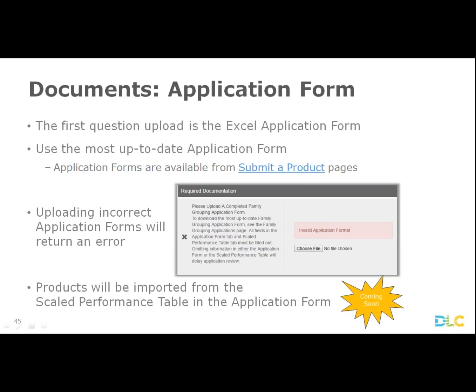So like I said earlier, the first question that's going to be asked of you is going to be submitting an application form. Please make sure you're using the most up-to-date application form. If you aren't, you will be prompted with an error message that reads invalid application format. If you ever run into that, take a look at the Submit a Product pages. At the bottom of each of those, they're going to have the latest template for each of the application forms.